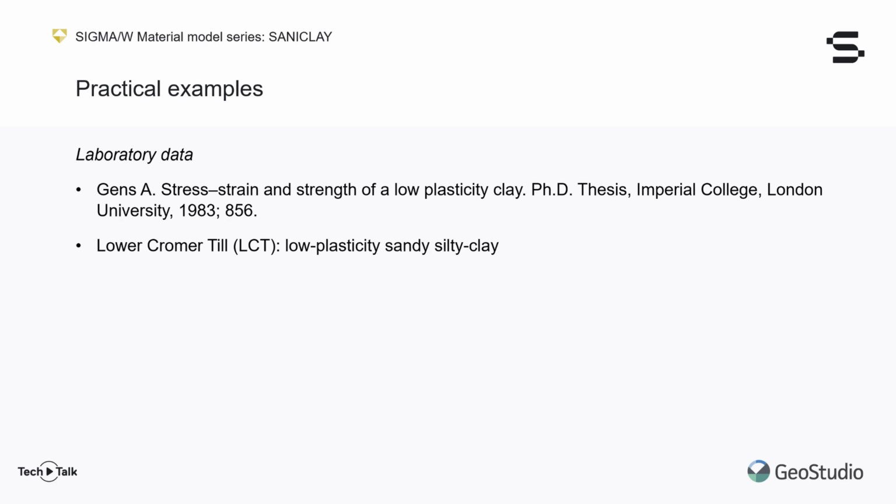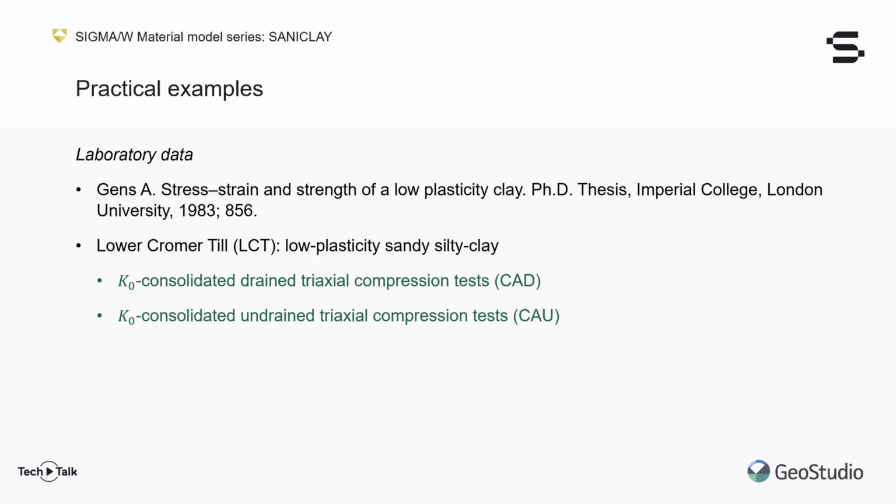Later in this webinar, triaxial compression test data from Gens 1983 will be used to compare SANICLAY's prediction performance against laboratory data. This dataset contains a large variety of laboratory tests performed on Lower Cromer Till, or LCT as we will call it, a low plasticity sandy silty clay. For the purpose of this webinar, we will draw our attention particularly toward the K0 consolidated drained and undrained triaxial compression tests. These tests best highlight SANICLAY's abilities at simulating the behavior of anisotropic clayey soils.